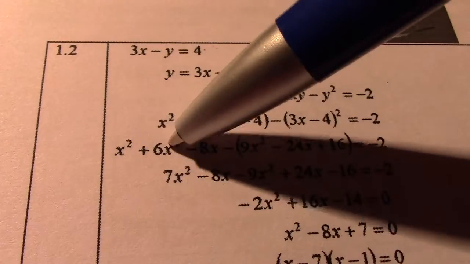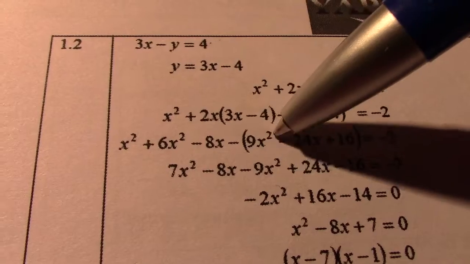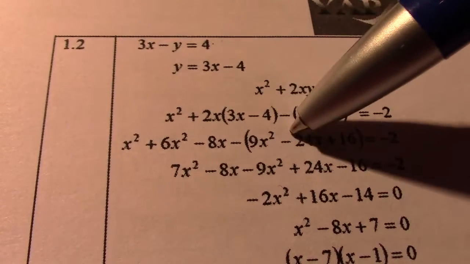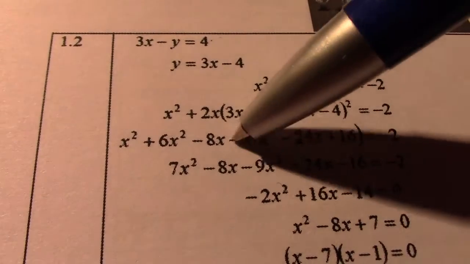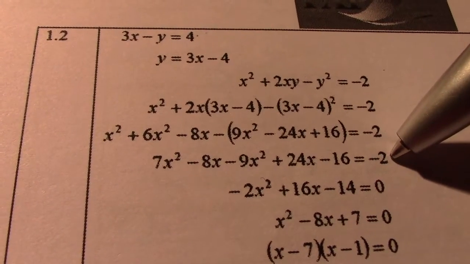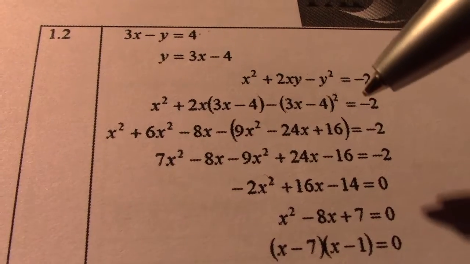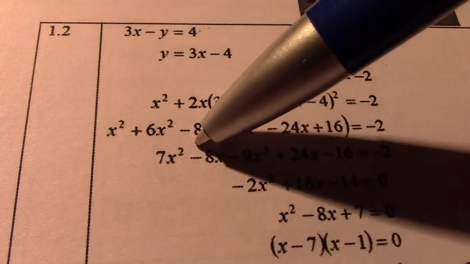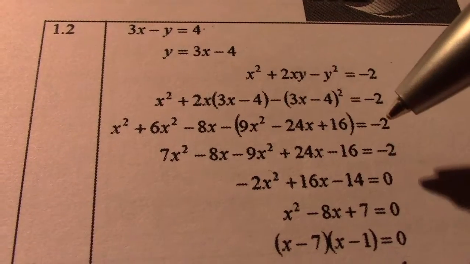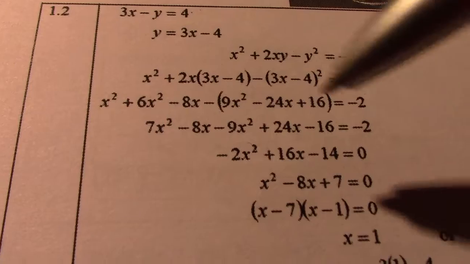Right, so now I have x squared plus 6x squared gives me 7x squared, minus 8x, minus 9x squared, positive 24x, negative times positive, negative 16, equal negative 2. 7x squared minus 9x squared gives me minus 2x squared. 24 minus 8 gives me 16x. And minus 16 plus 2 gives me negative 14.